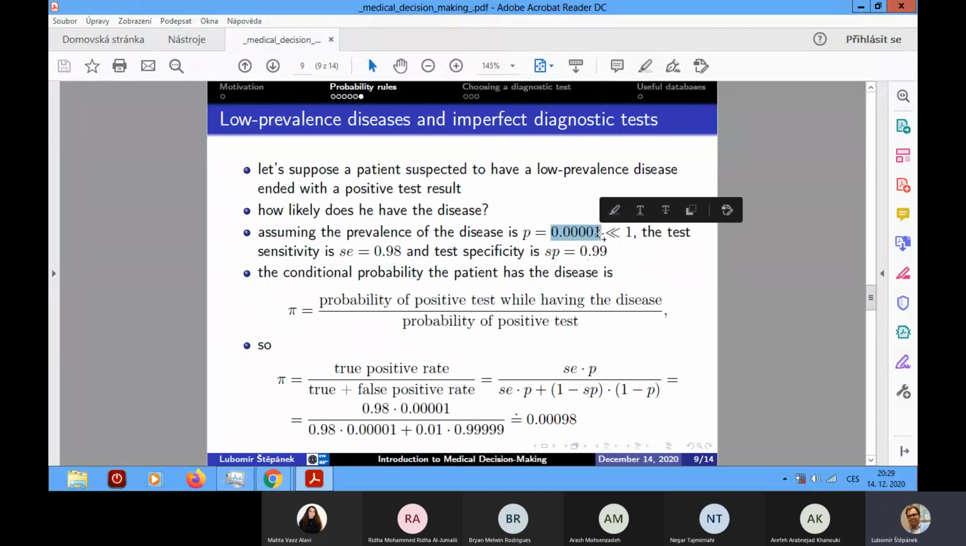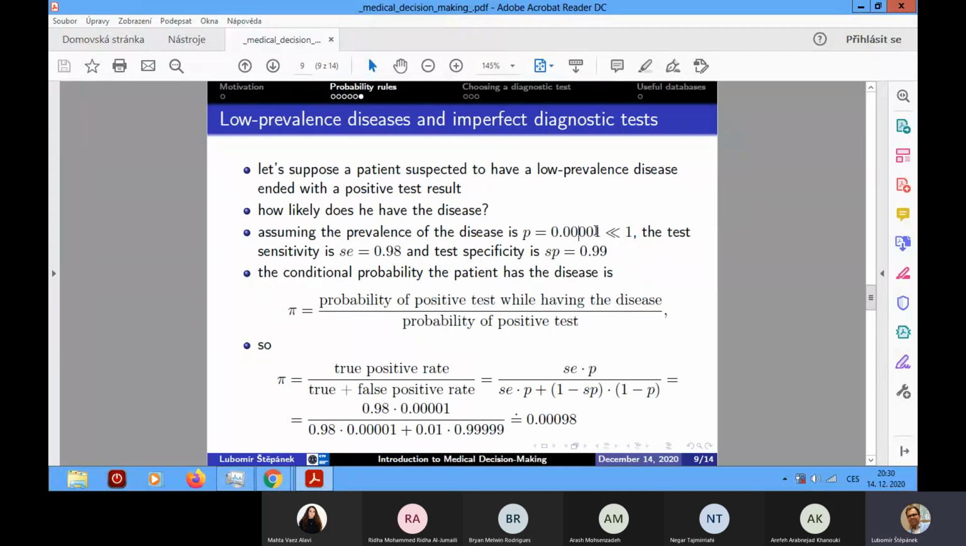1 in 100,000. Then it's 10 to the power of minus 5. Yeah, the prevalence is equal to 10 to the power of minus 5. Then, considering the genetics definition, it's called a rare disease. So let's assume that we have this kind of prevalence. P is equal to 0.00001. So it's pretty close to 0.